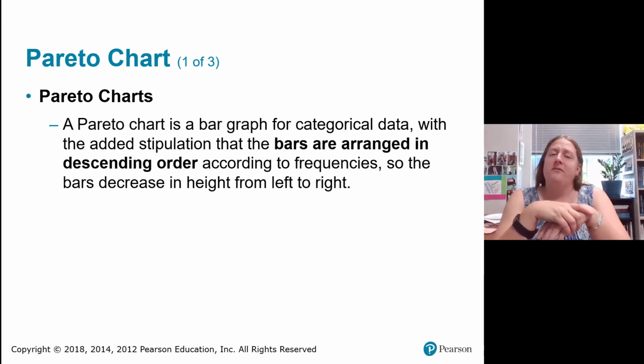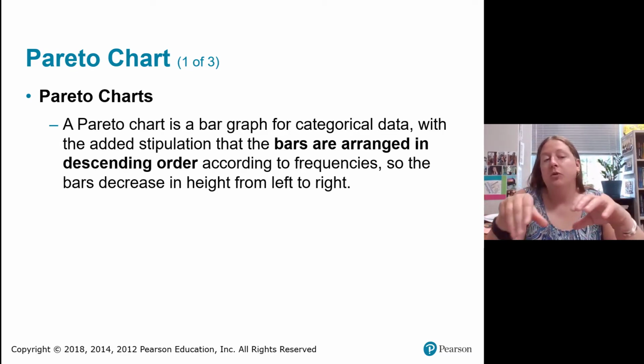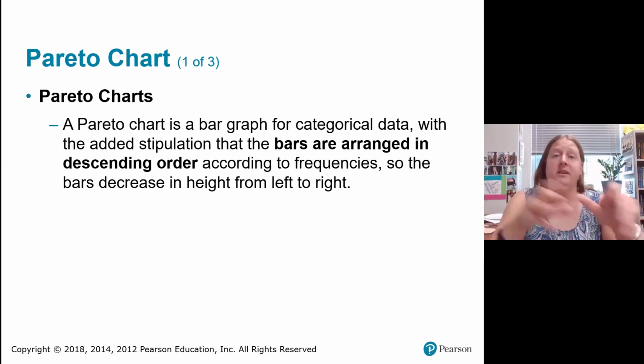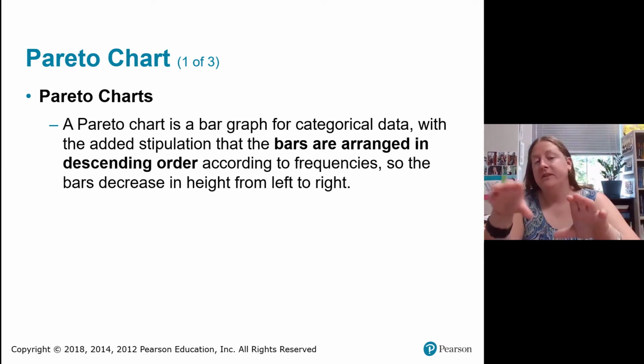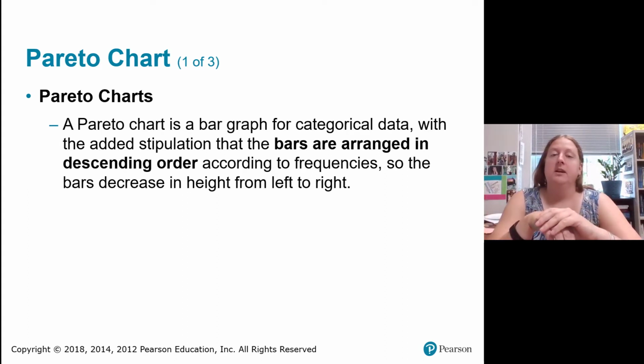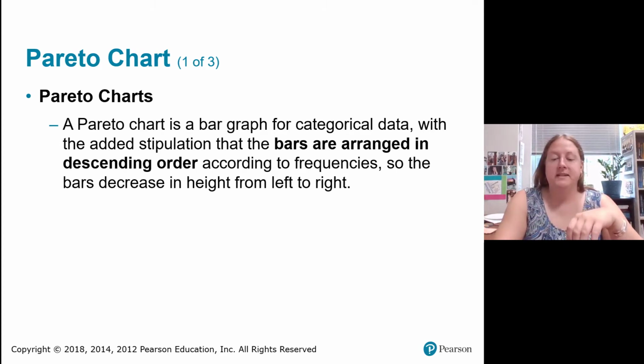The type of graph that you may not have seen before is called a Pareto chart. People pronounce it different ways. All right. So this is a bar graph for categorical data, except what we do is the most frequently occurring category gets put leftmost, and then in order of decreasing frequency, they're listed. So the tallest bars will be on the left and the shortest ones on the right.